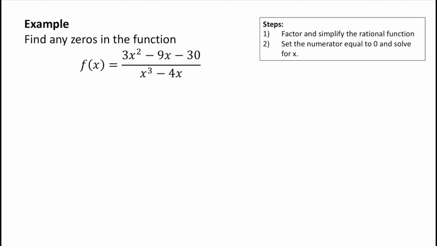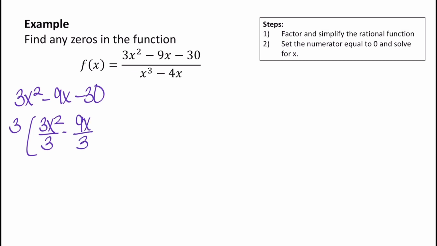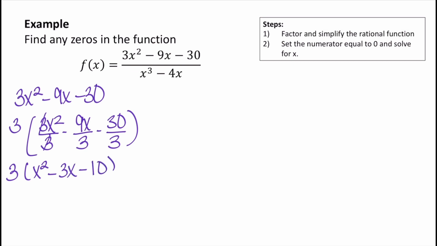So now let's find any zeros in this function. Remember, you always start off with factoring. So let's factor the numerator, 3x squared minus 9x minus 30. Remember to always first look for a GCF. Notice that these three terms have a GCF. The GCF is 3. So if I factor that out, I have 3x squared over 3 minus 9x over 3 minus 30 over 3. Okay, so if I simplify that, I have 3 times x squared minus 3x and then minus 30 over 3, which is 10.